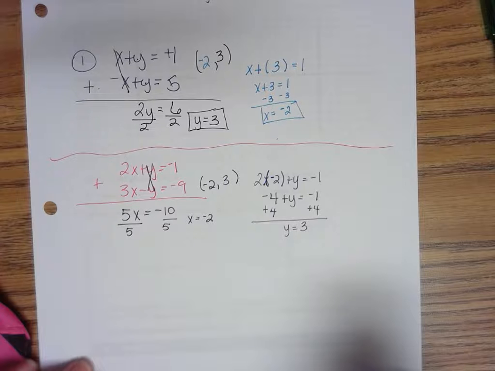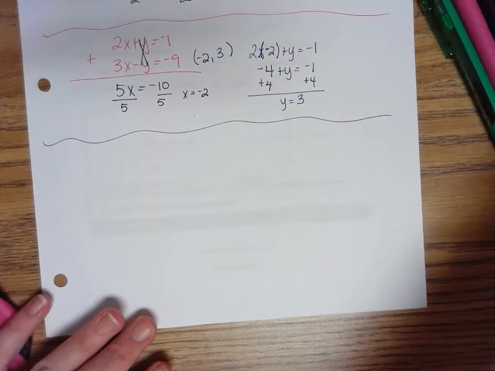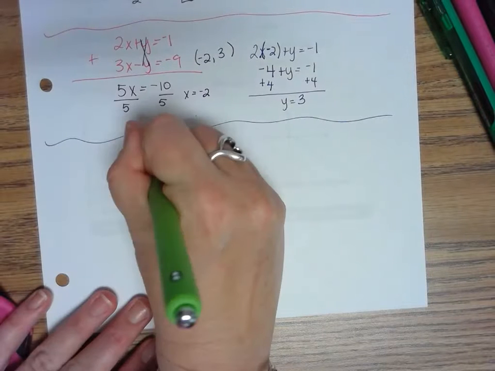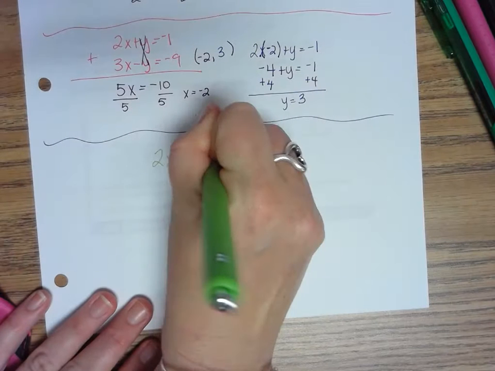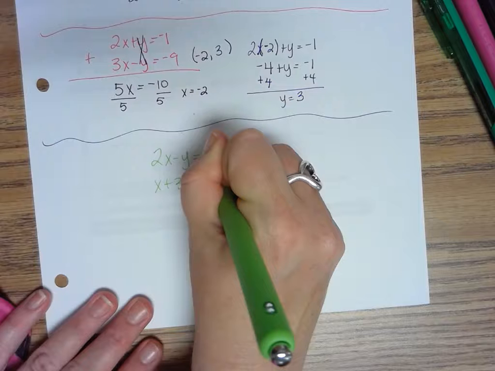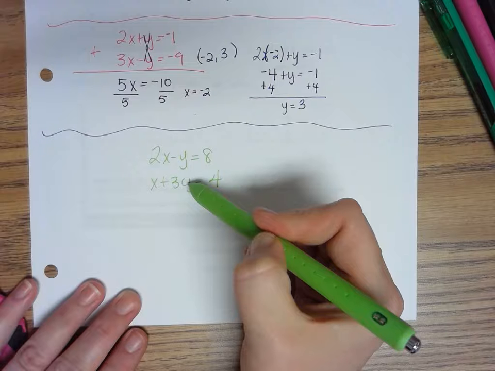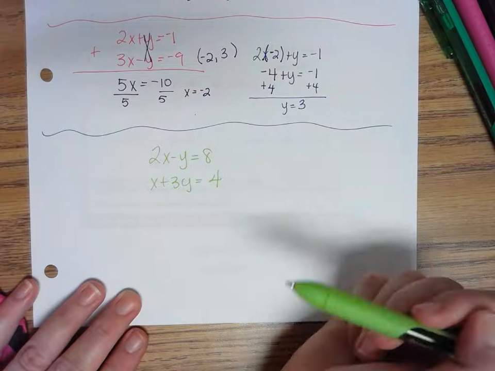Alright, so here's where it steps up, and it gets a little bit tougher. It's very simple as long as you've already got something ready to cancel. But given this problem, when I add 2x plus x, that's 3x. Didn't eliminate. Negative y plus 3y, that's going to be 2y, so those didn't eliminate.